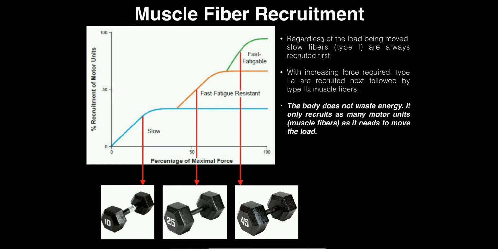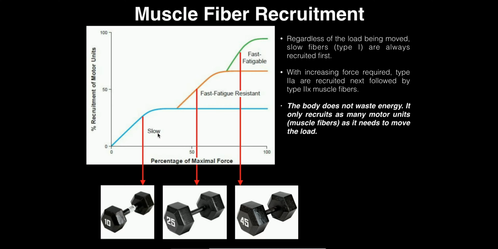And the key point here, the first key point, is that regardless of the load being moved, slow fibers, these ones at the top, or type 1 muscle fibers, are always recruited first. And if you need to use any of the other muscle fiber types to lift a heavier load, you still have to go in sequential order and activate the slow motor unit or muscle fibers first.